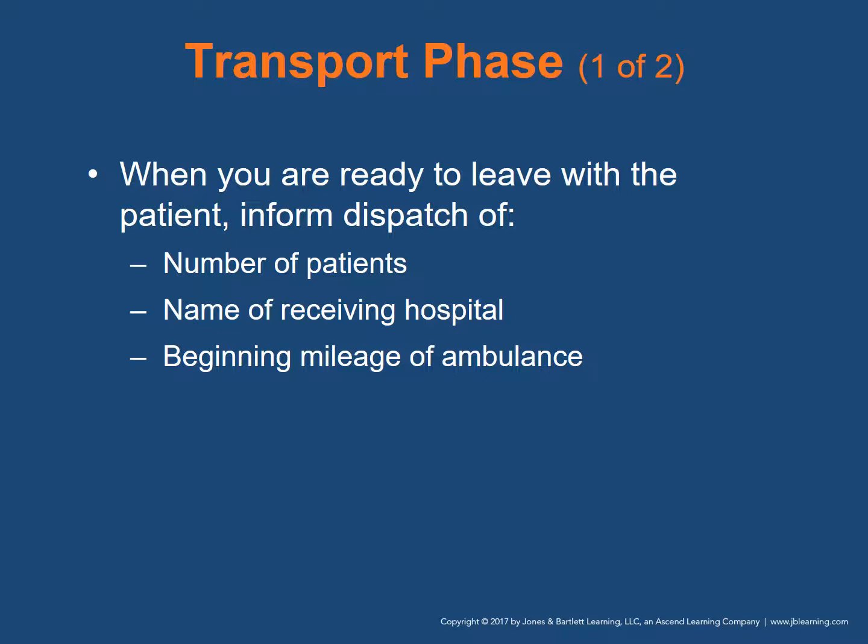So an example of this is every time you need to use radio communication, it's always, hey you, it's me. So you address who you are talking to and make yourself known who you are. So I might say, dispatch, this is AMR 114. We are transporting one patient to Banner Desert, beginning miles of 0.0. Okay, and dispatch will come back and they will copy that information or give you any additional information. And the beginning miles usually are always 0.0 because they're going to track how many miles you drive from the scene to the hospital.